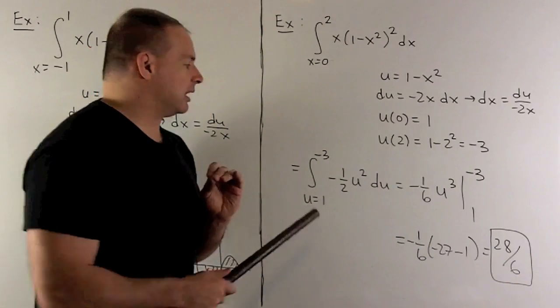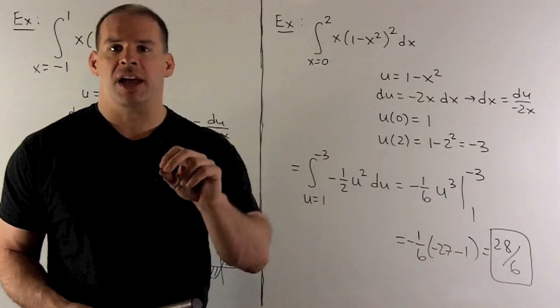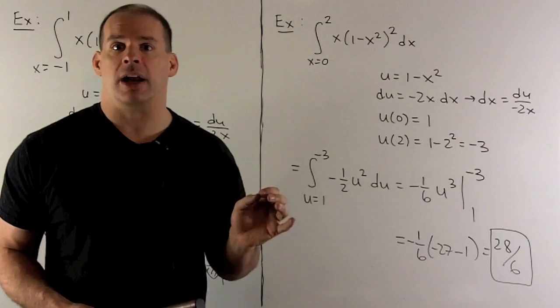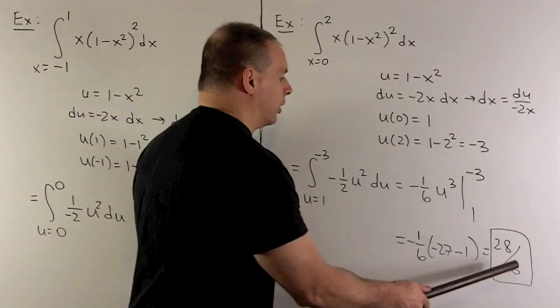Now, if you really didn't like this, we have a rule that says if you want to interchange your limits of integration, you have to introduce a minus sign. So if you were to work that out, you'd still get your 28 over 6.